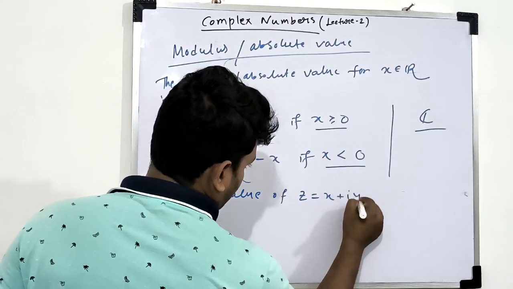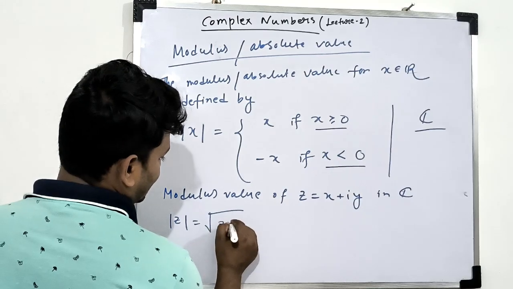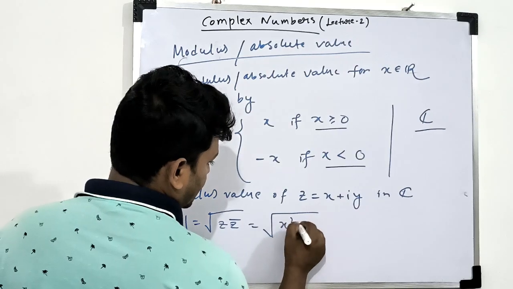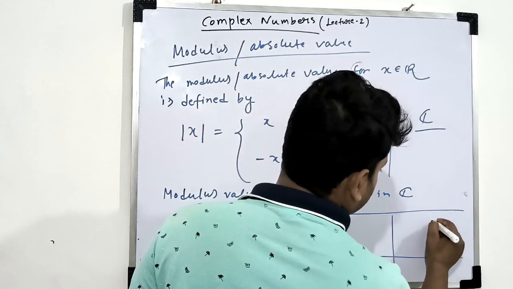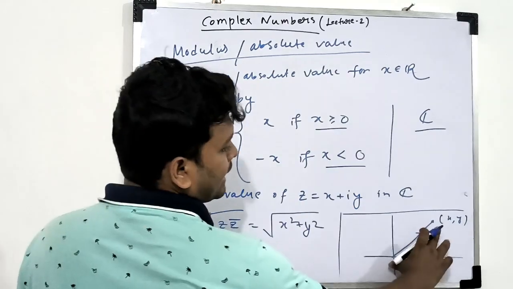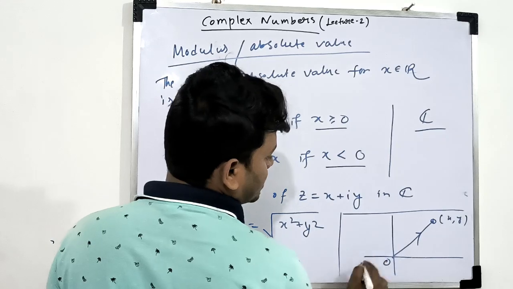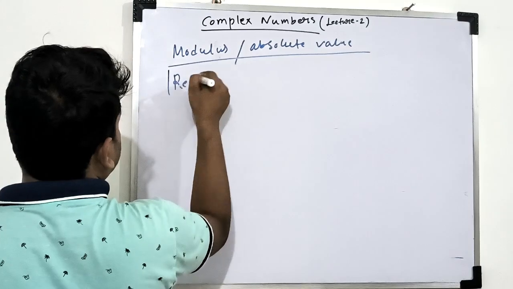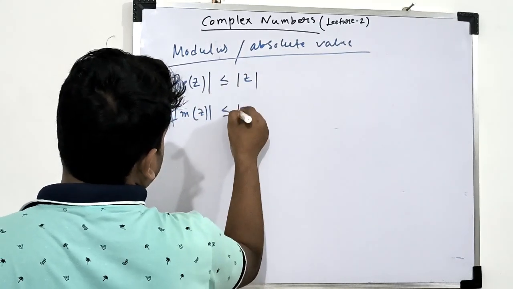the modulus of z equal to x plus iy in the set of complex numbers as mod z equal to root over z into z bar, that is the complex conjugate, and this becomes the square root of x square plus y square. If this is the point (x, y), mod z means the length of this vector, that is the length from this point to the origin. This is what modulus means. There are some properties: modulus of real z is less than or equal to mod z, and also modulus of imaginary z is less than or equal to modulus z.